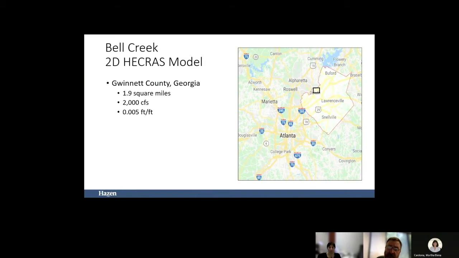And Martha's case study, when she presents later, is further down, and I think her watershed is about 39 square miles. So it's further down in the watershed. And you'll see different dynamics or different results between floodways, between the two watersheds.